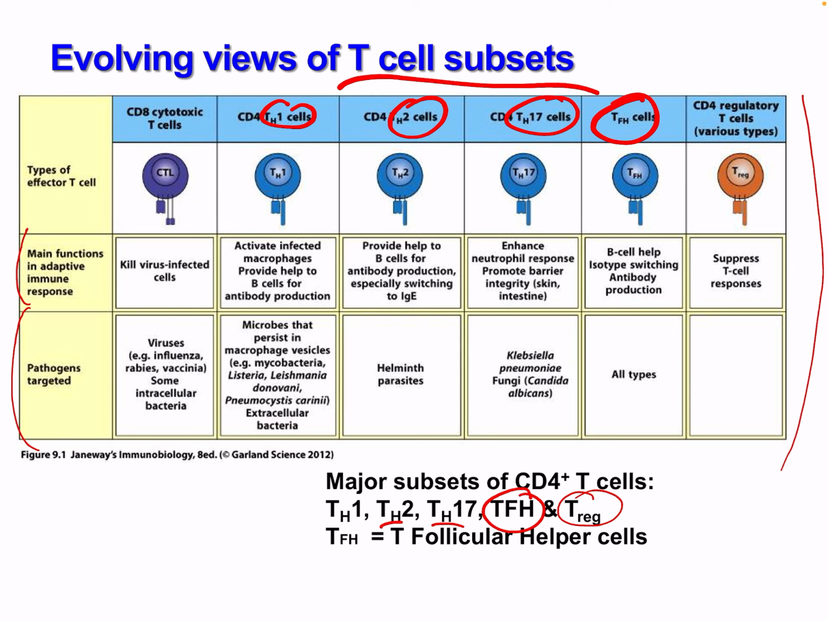So Th1, again, activates macrophages, infected macrophages provide help for B cells in antibody production, and are usually involved in microbes that persist in macrophage vesicles. As we talked about, Th2 involves IgE and the activation of eosinophils for parasites. Th17 are very pro-inflammatory and mainly involved in extracellular bacteria and fungi. And TFH cells are involved in all types of pathogens. And then again, our T regulatory cells suppress T cell response when we need it.